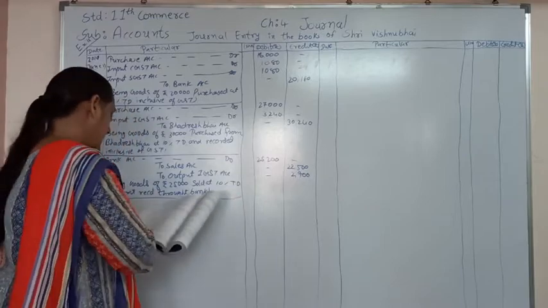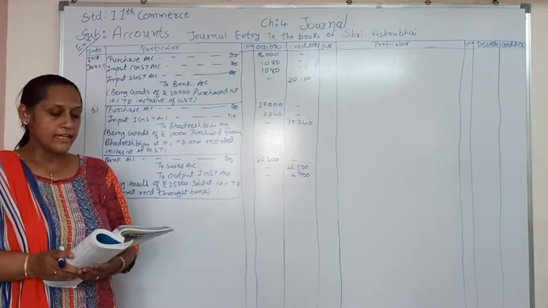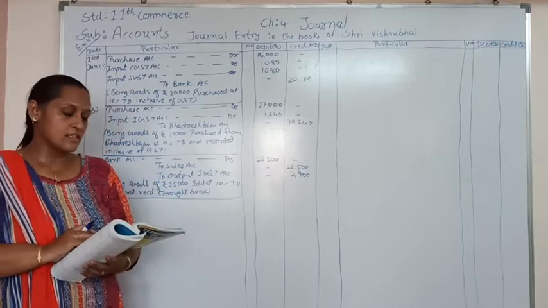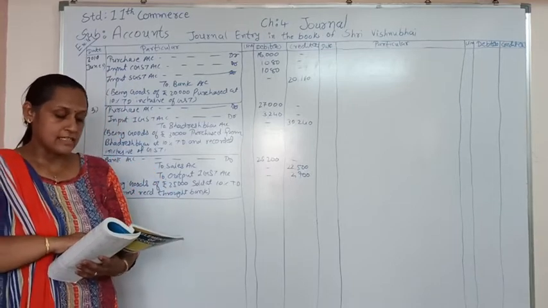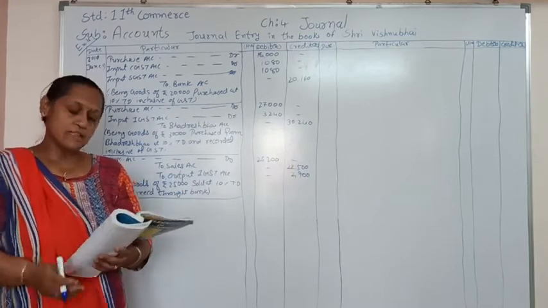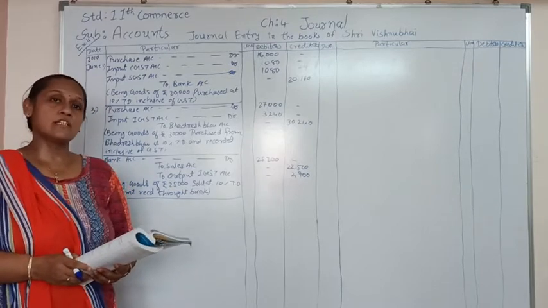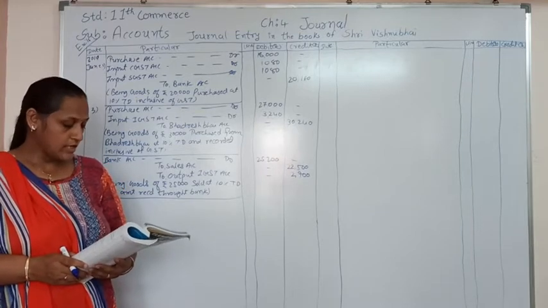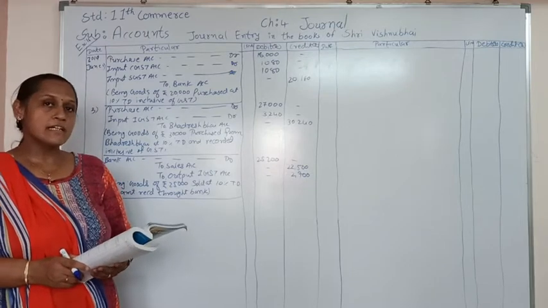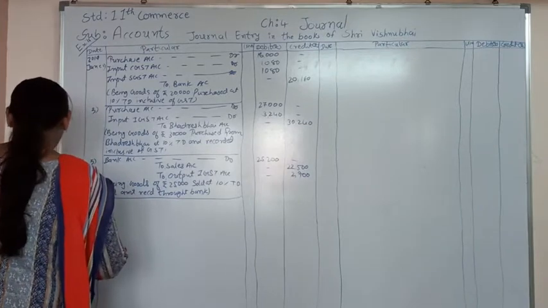Now let's see the next transaction on the 8th. Goods of rupees 40,000 sold at 10% trade discount and 5% cash discount on credit. So it is a credit transaction, so we are not going to calculate the cash discount. Sold to Anil Bhai of Amreli. Amreli is in Gujarat, so for that we are going to credit output CGST and output SGST. So Anil Bhai account debit to sales account, to output CGST account, output SGST account. That will be the journal entry.